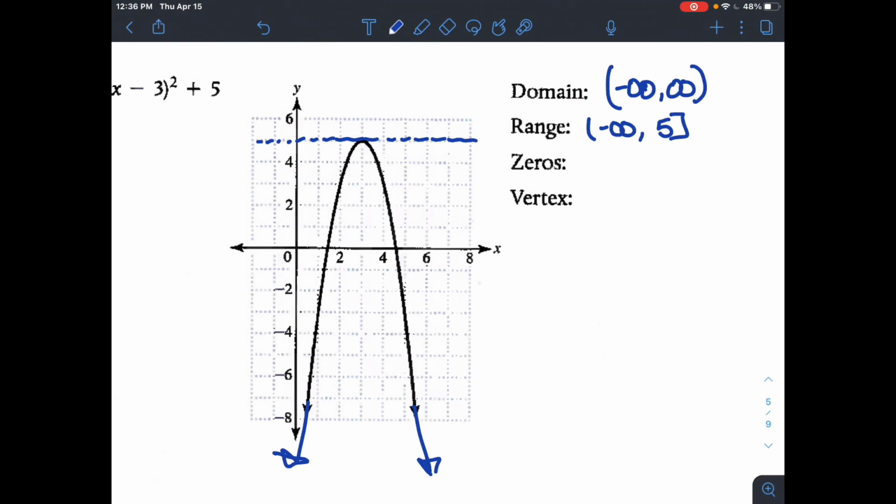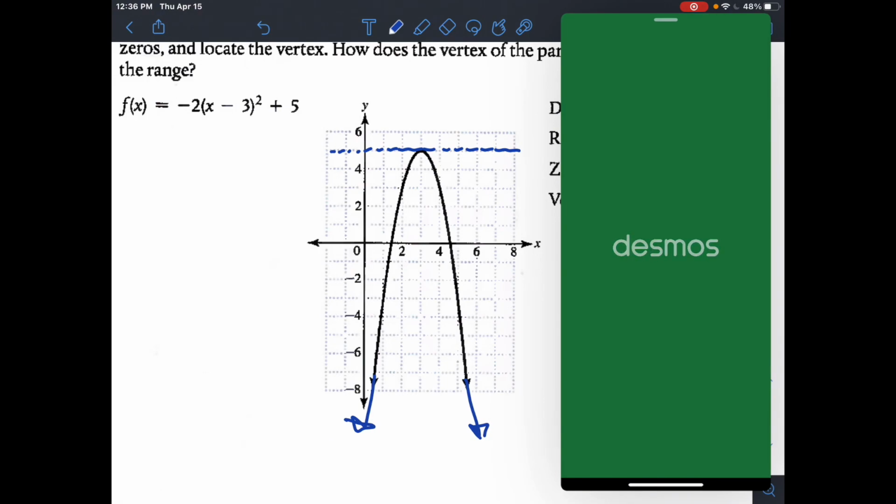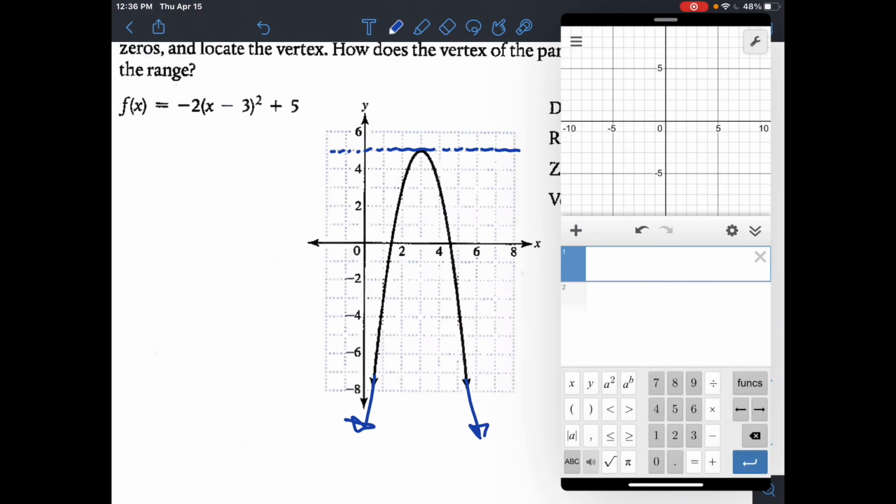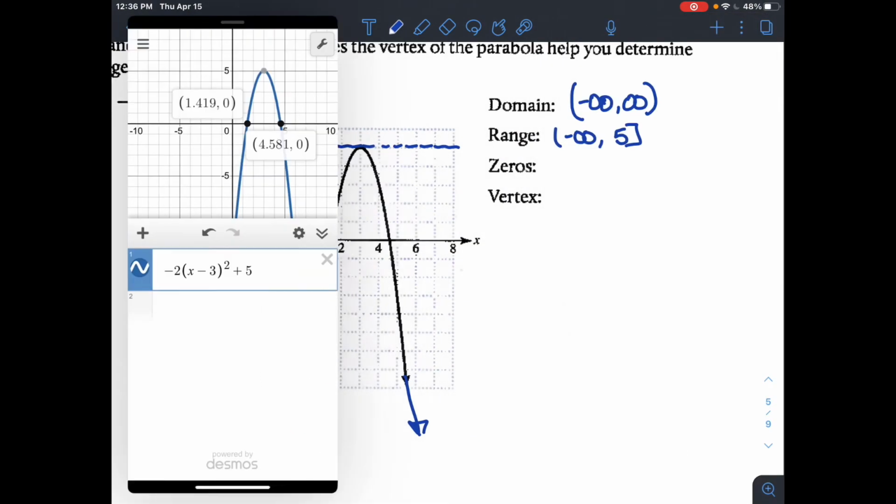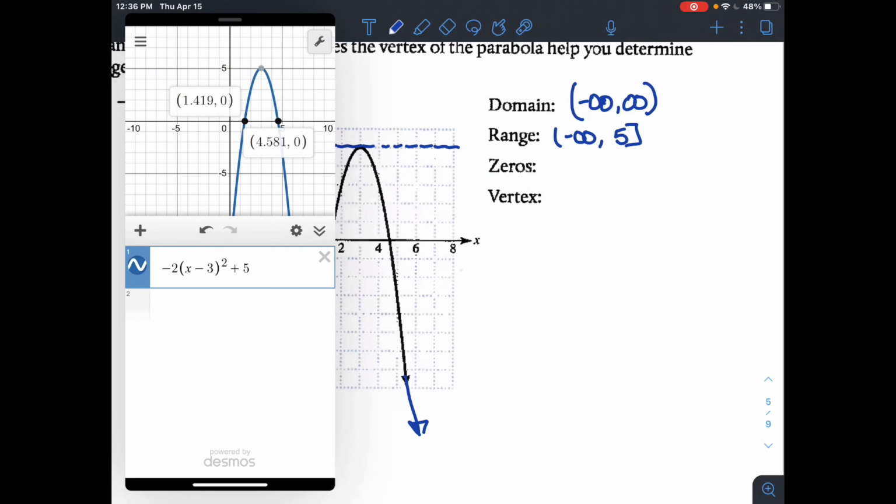For my zeros, I really can't tell from this graph. So I think I'm going to go to Desmos and graph it so I can get those specific actual points. So -2(x - 3)² + 5. Okay, I can click on my zeros, and it tells me my zeros are at 1.419, 0, and 4.581, 0.